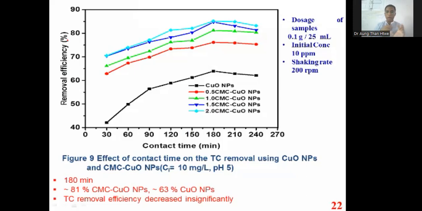So DC removal efficiency decreases in significant response. It can be concluded that the removal percent of tetracycline for CMC-CuO is higher than that of CuO nanoparticles.